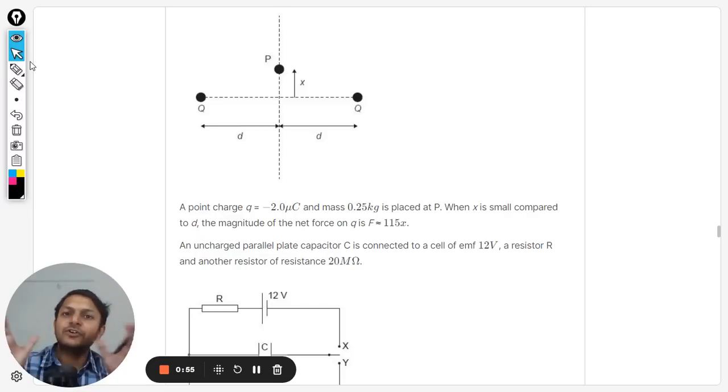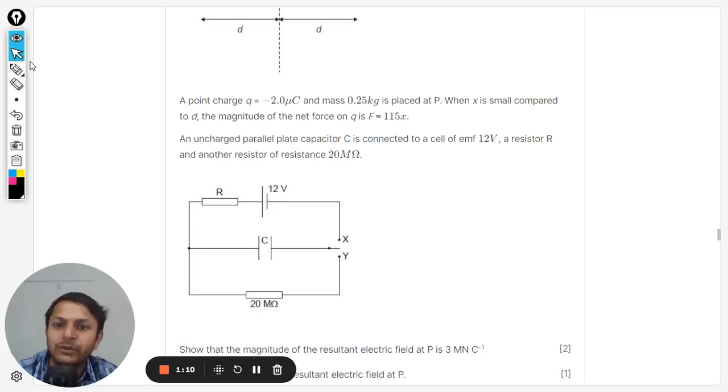Why? Because whenever you are doing simple harmonic motion, these are the conditions that have to be there. Otherwise, acceleration is not directly proportional to the displacement. That is why. The magnitude of the net force will be given by this, so we need not find the force, it is already given. Force is directly proportional to x, so it is a simple harmonic motion.